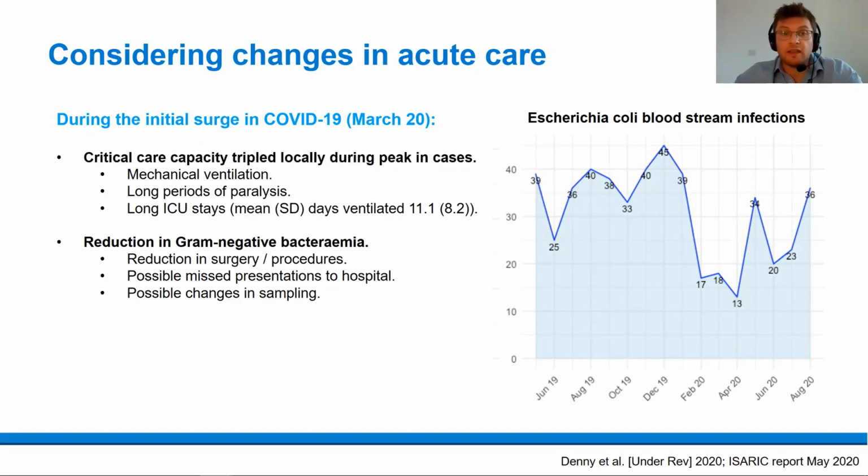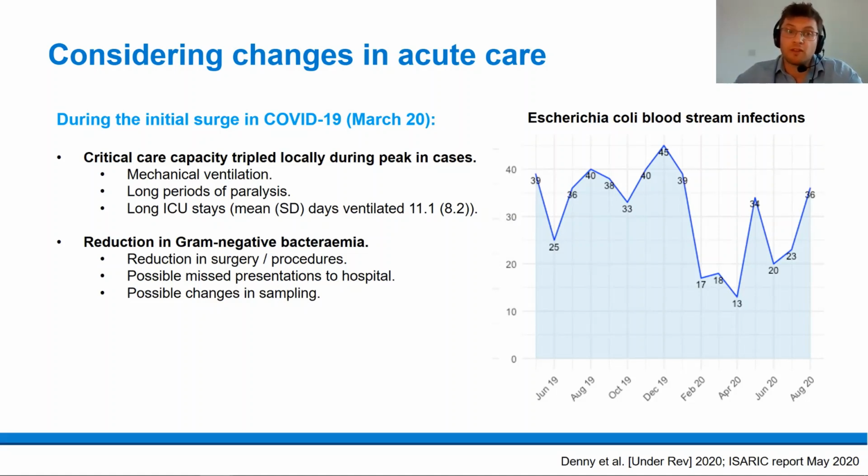And interestingly, we saw a shift in the epidemiology of infections which we were detecting during this time period. And I've just put one example up here, which I think will probably ring true to lots of people from different areas. We actually saw a reduction in the detection of gram-negative bacteraemias during this time. And there are a number of different hypotheses for why this was seen, probably because of reductions in routine surgeries and, for example, urological procedures being undertaken.